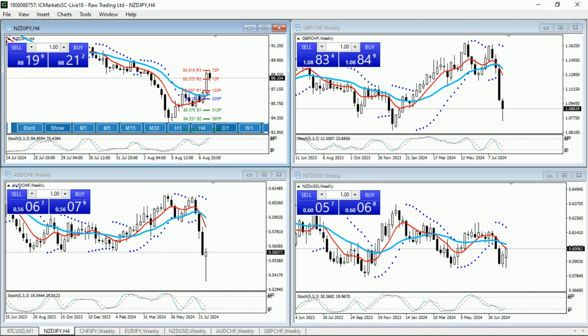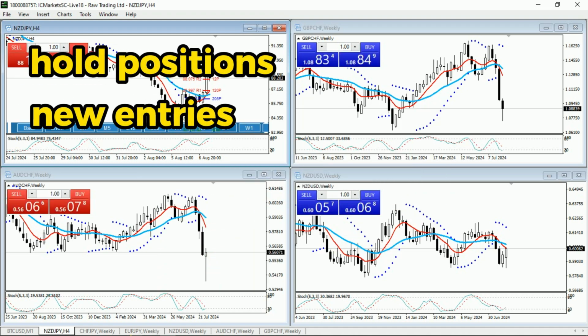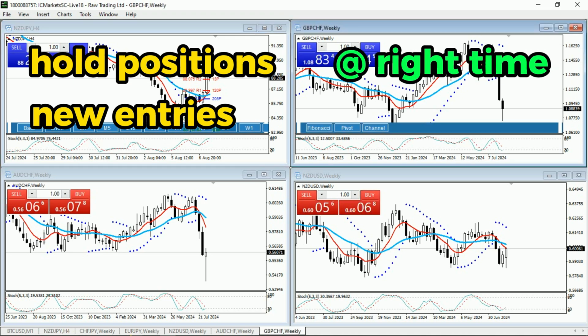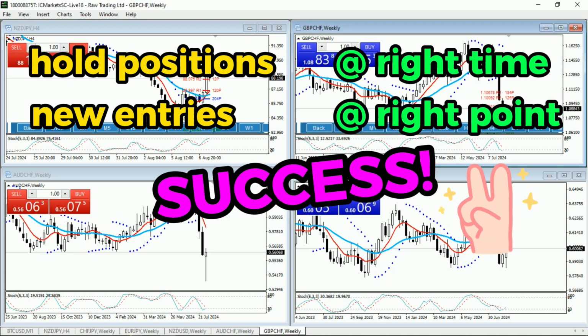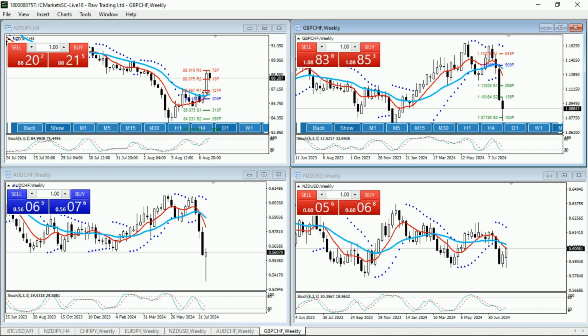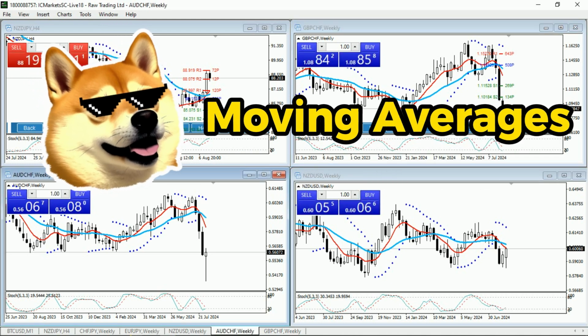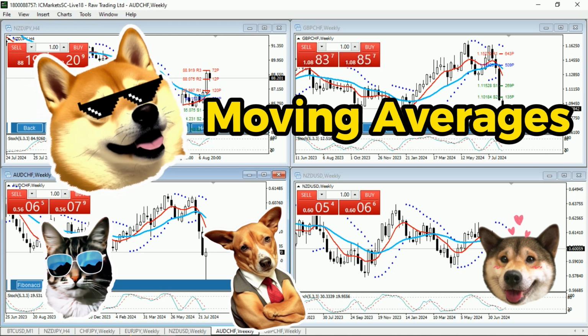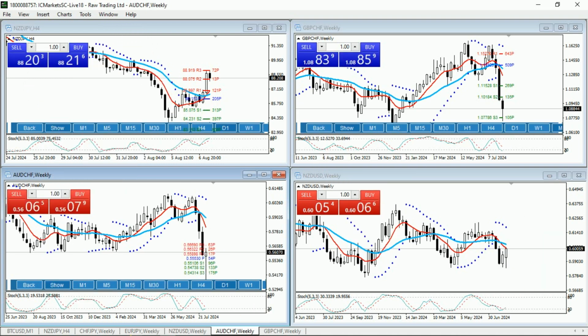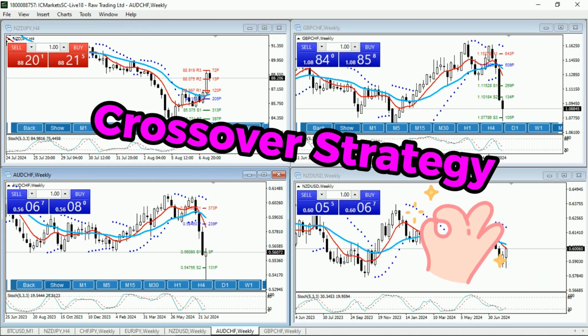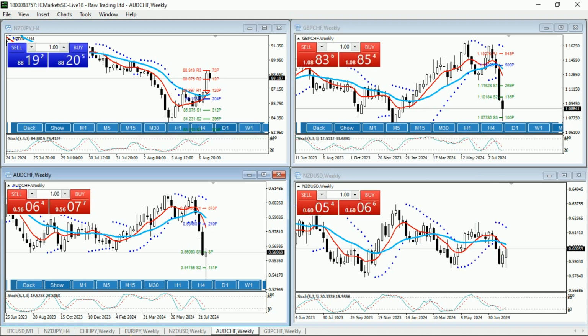Whether you're looking to capitalize on trends or make precise entries, knowing where and when to enter can significantly impact your trading results. One of the most effective ways to pinpoint entry points is by using moving averages. This technique is favored by many professional traders for its reliability. Today, we'll break down how the moving average crossover strategy can be used to find these crucial entry points.